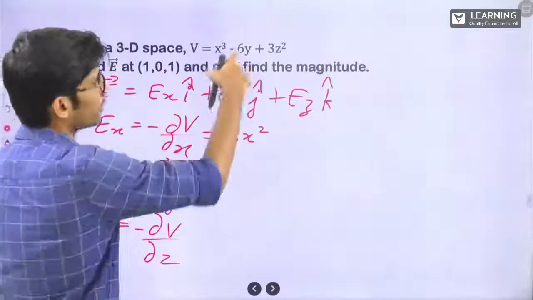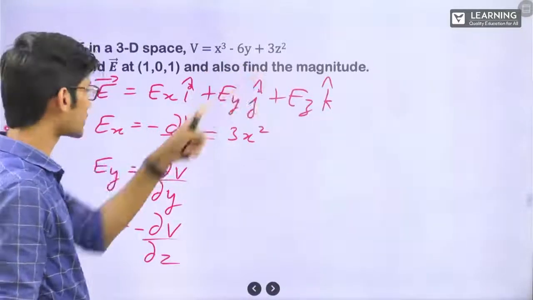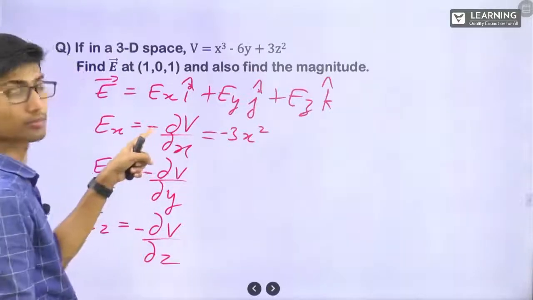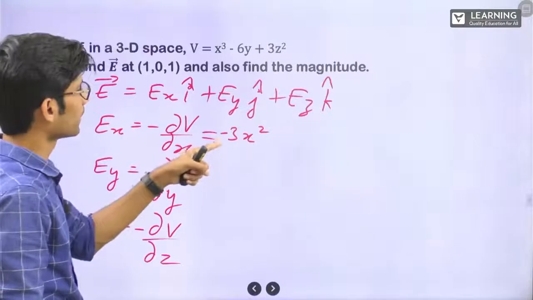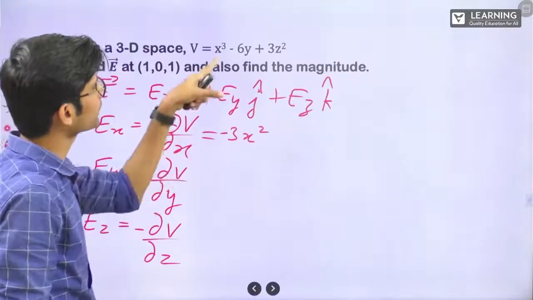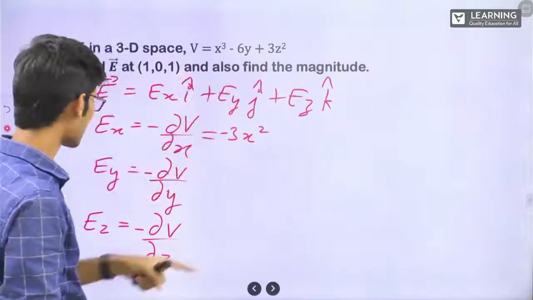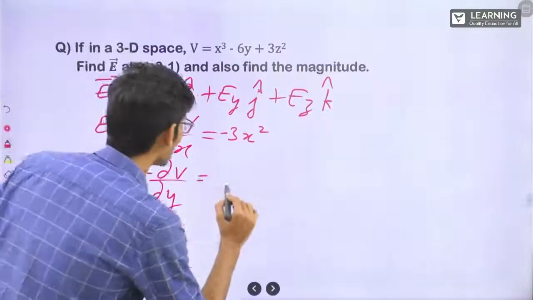Now, here, keeping x and z constant, I have to differentiate with respect to y. Minus sign will also come because of this, minus dou V by dou y. Here, if I differentiate, this will be 0, this will be minus 6, this will again be 0. Minus 6, and here a minus sign is there, so 6 will be coming.